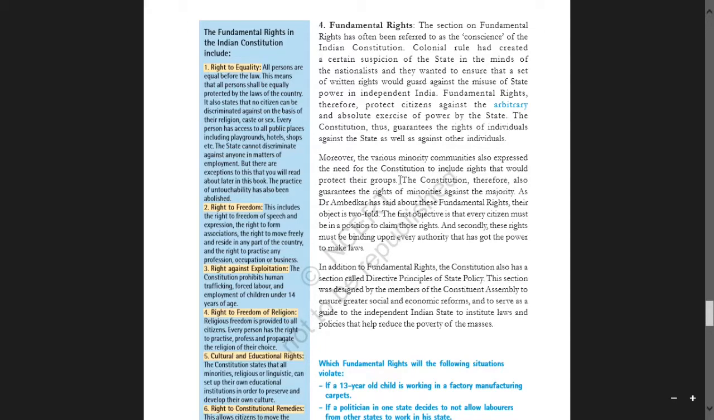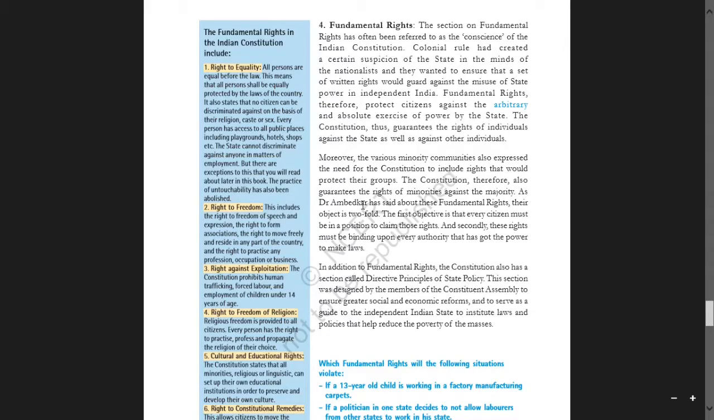In order to protect their groups, the minorities said so. The Constitution therefore also grants the rights of minorities against the majority. That is why the Constitution grants the rights of minorities against the majority.